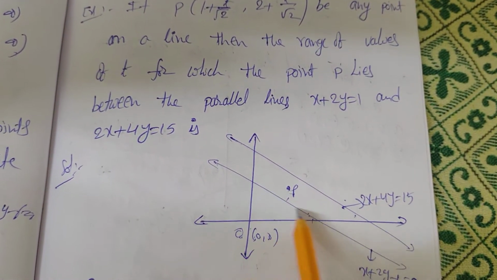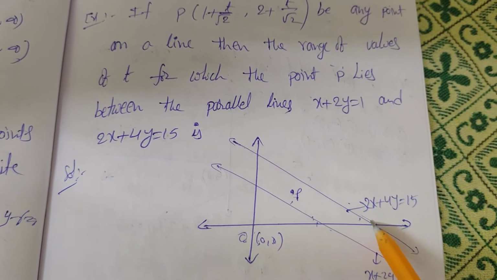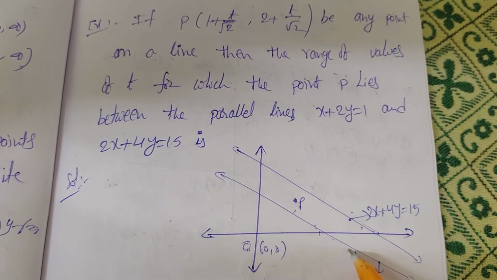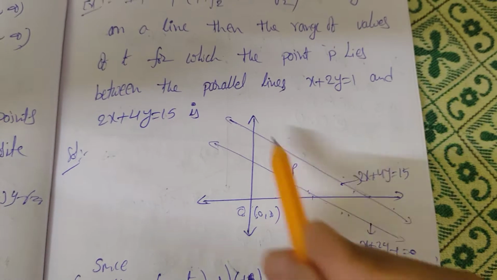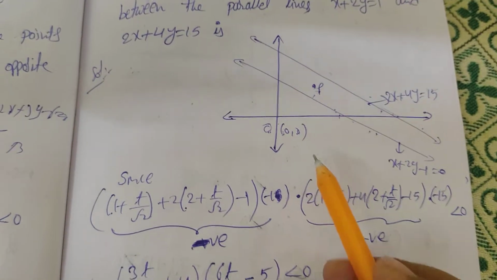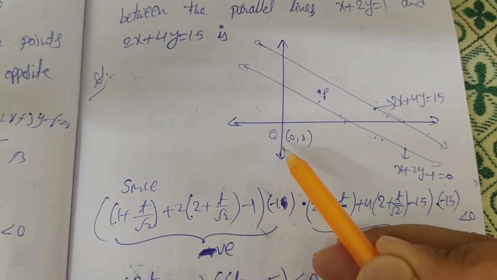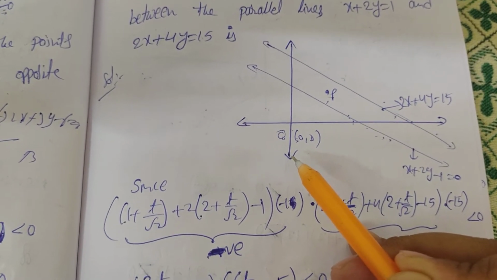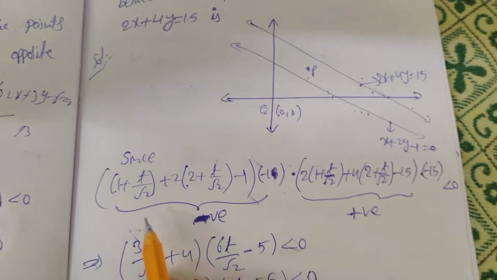If you don't know how to represent this on the coordinate axis, you can make a wrong answer. For suppose if you write the first equation here and the second here, you get a wrong answer. So taking the coordinate axis is very important. Here for this equation, O and P are on opposite sides. Opposite sides means the product is negative. Same side means the product is positive.